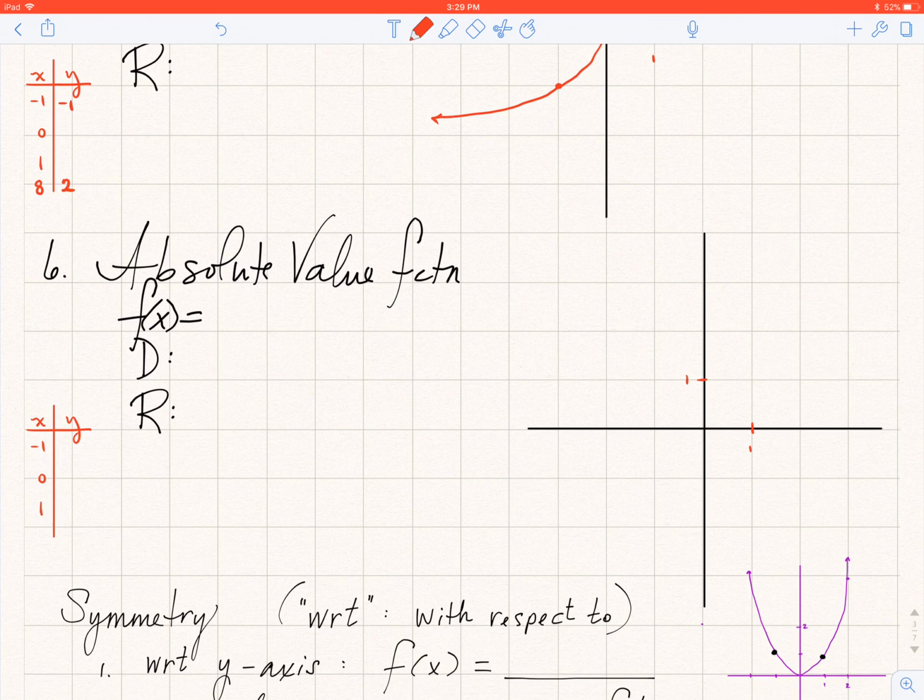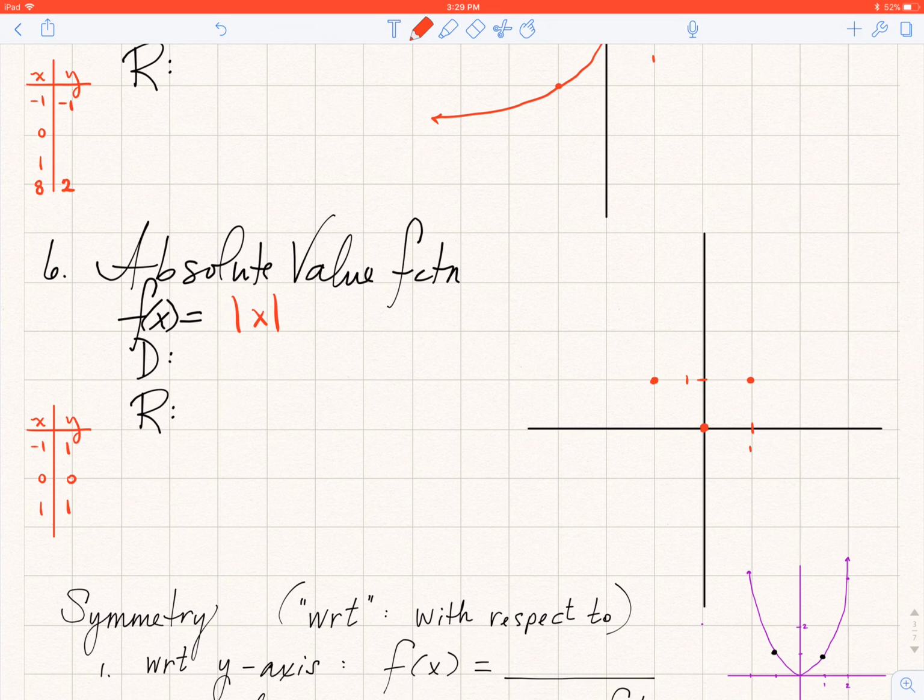Last parent is the absolute value function. So this is going to be, you remember the absolute value bars, the absolute value of x. We know that the absolute value of 0 is 0. The absolute value of 1 is 1. So those two coordinates have been on every parent so far. Lastly, the absolute value of -1, remember, is +1.